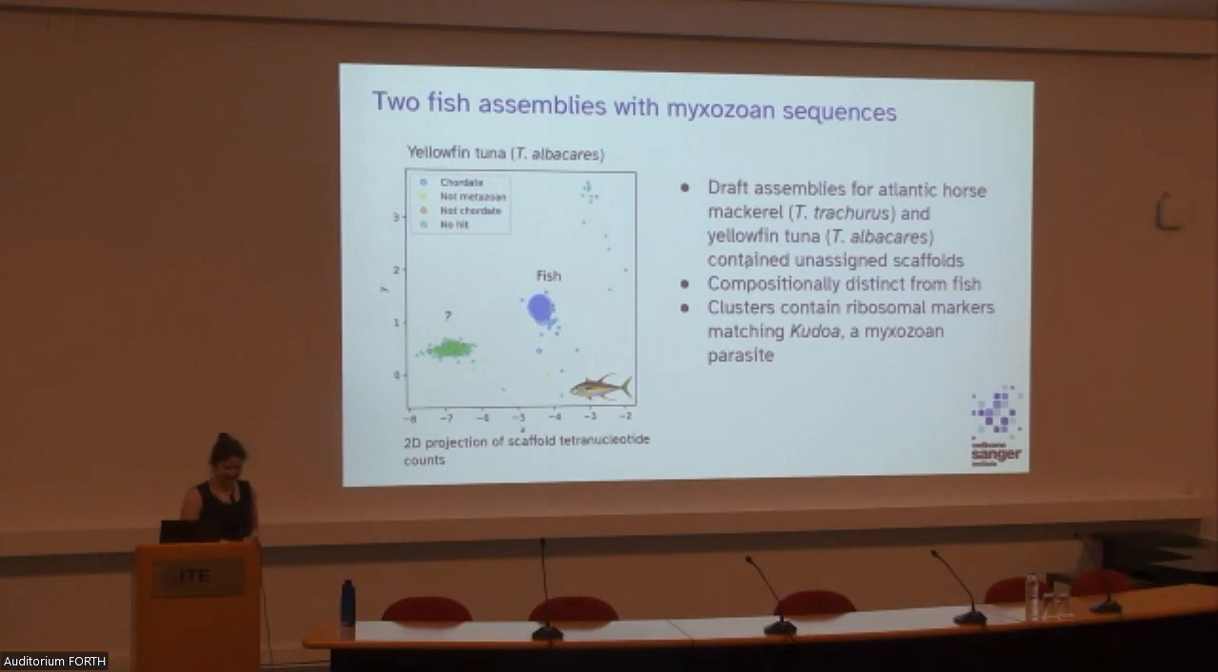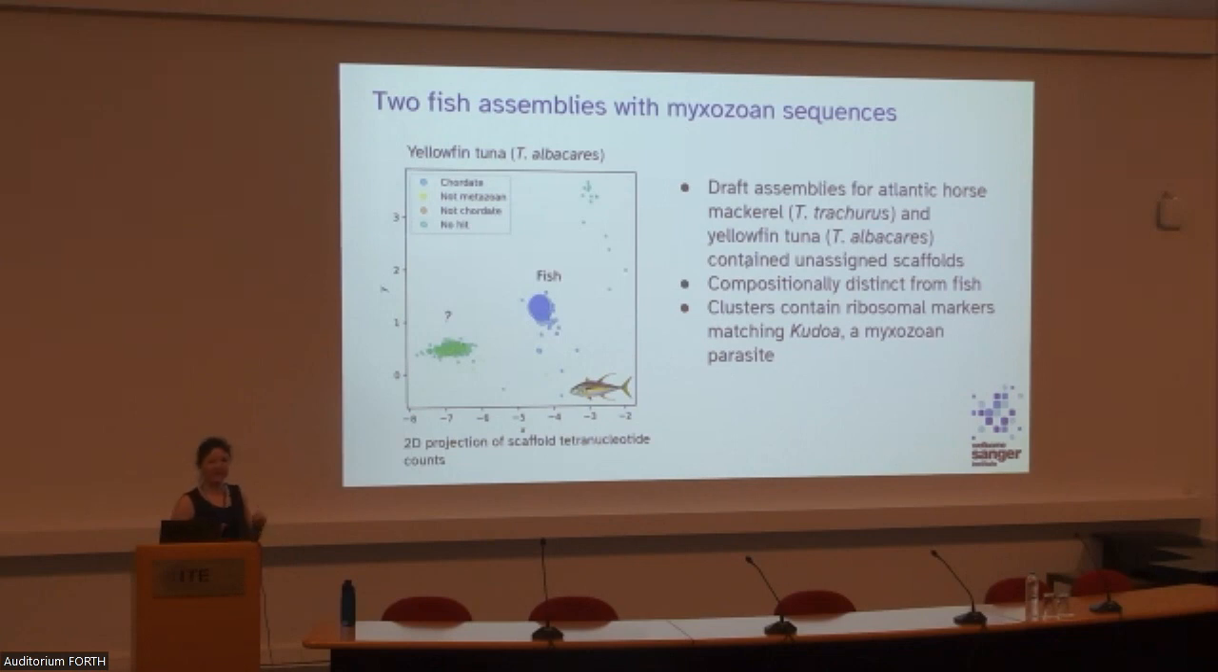Right. So two of the fish assemblies that came through the pipeline at the Sanger had some strange sequences in them that did not seem to belong to the fish. So we can look at some tetranucleotide projections in 2 dimensions of the sequences. And you can see there's a cluster to the left of sequences that don't have any blast hits, and they compositionally don't appear to resemble the scaffolds that have been labeled as fish. So there's 2 cases where this occurred.